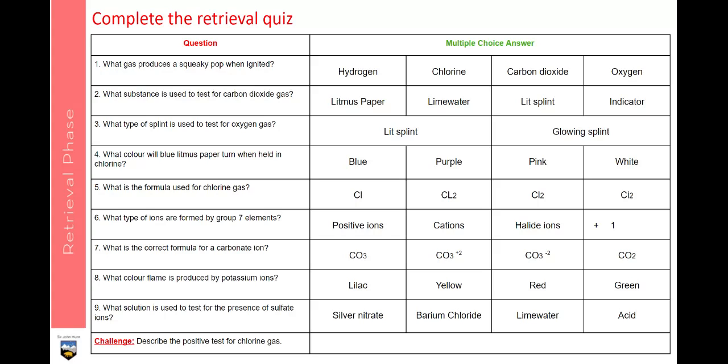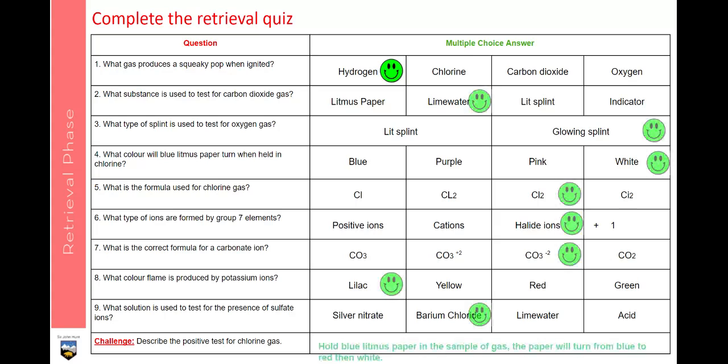Okay, so the answers for your retrieval quiz. The gas that produces a squeaky pop is hydrogen. The substance that is used to test for carbon dioxide gas is lime water. We use a glowing splint to test for oxygen gas because remember, it will relight the glowing splint.